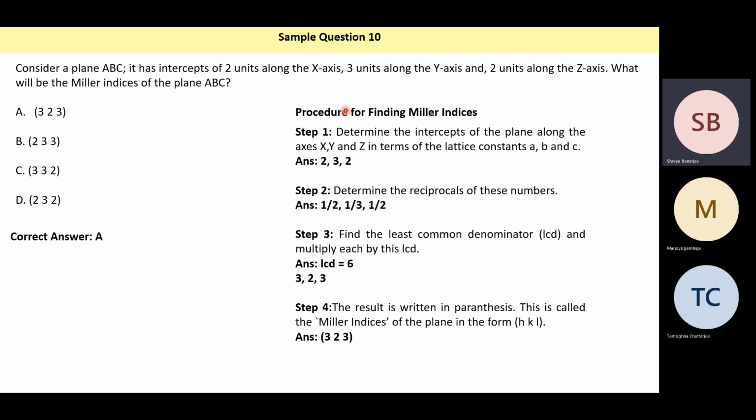Yes, so the way you are calculating that is, step 1 is to determine the intercepts of the plane along x, y, and z. That is mentioned in the question as 2, 3, and 2. The next step is to get the reciprocal of these numbers. So 1/2, 1/3, and 1/2. Next is to find the least common denominator. So for 3 and 2, the least common denominator is 6. You multiply 1/2 by 6, you get 3. 1/3 by 6, you get 2. And again, 1/2 by 6, you get 3. And finally, you write the 3 numbers in brackets, (3 2 3), to get the correct answer as option A.